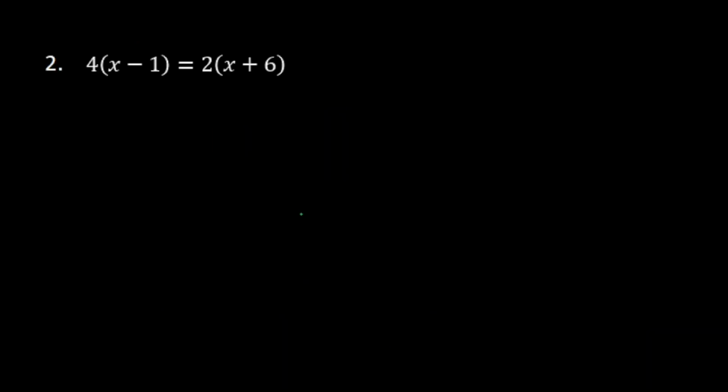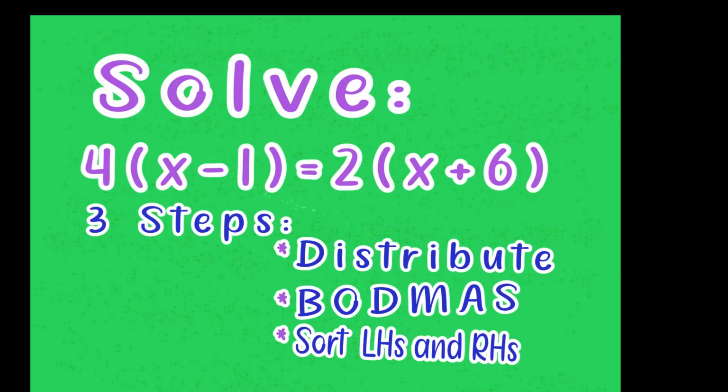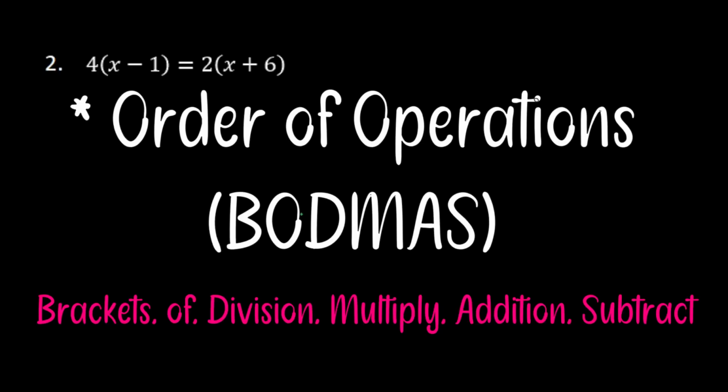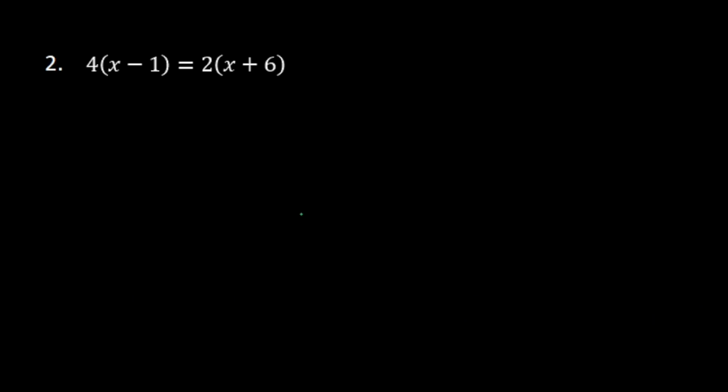Number 2, 4 open bracket x minus 1 close the bracket equals 2 open bracket x plus 6 close the bracket. This question we'll be using distribution property, BODMAS, and sorting out the left-hand side and right-hand side to solve the questions. And those are our steps. BODMAS is an acronym standing for brackets, of, division, multiplication, addition, and subtraction. The order of operations in which you should take care of your steps.